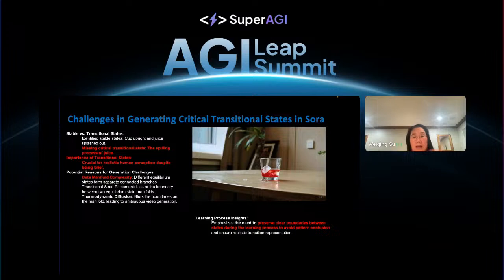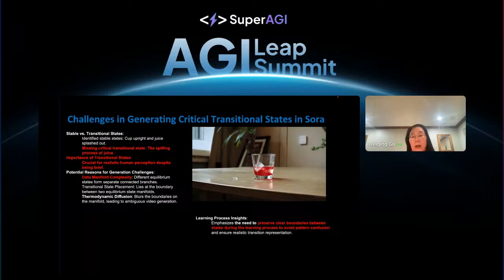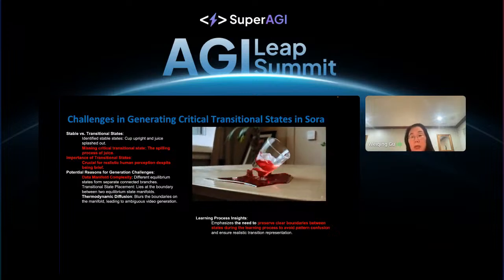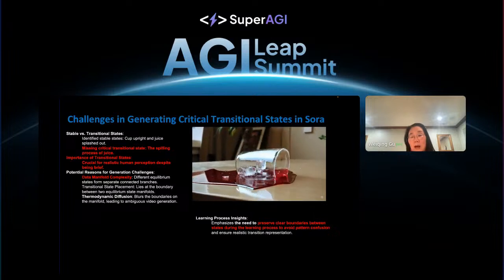So let's look at another problem. Let's look at this one. If you have a cup of juice, you will see this juice spit out, then go down, right? They miss the crucial moment, the realistic human perception of the critical moment of the juice spitting out. They just concatenated it totally wrong. So what we need is to preserve the clear boundary between states during the learning process to avoid pattern confusion. That's what we needed.